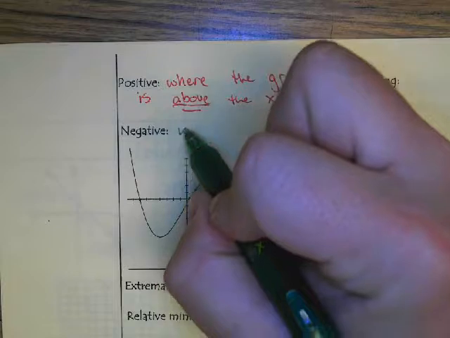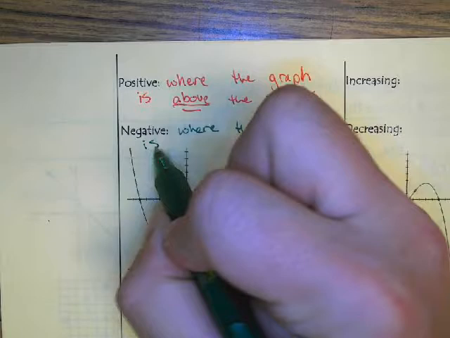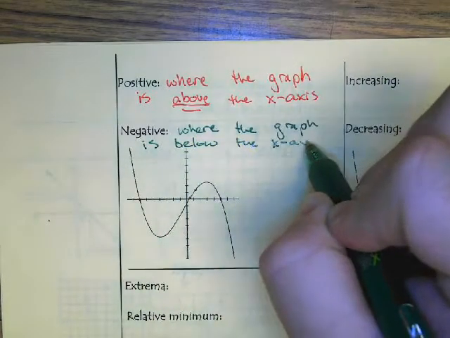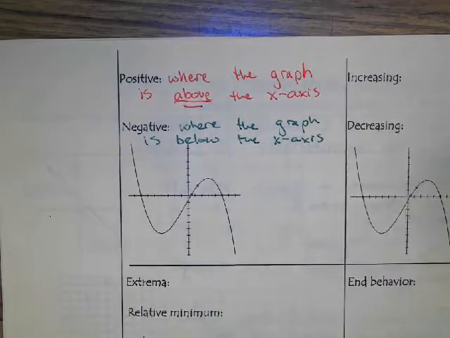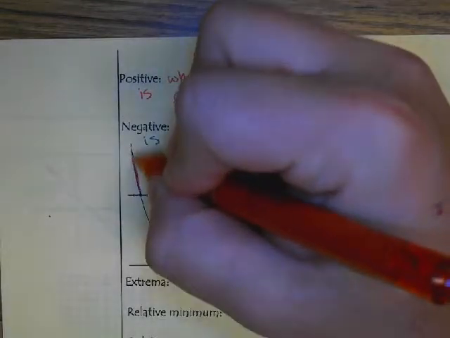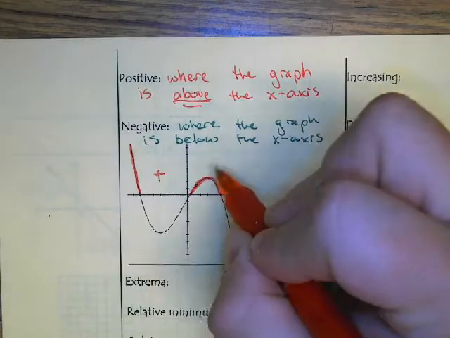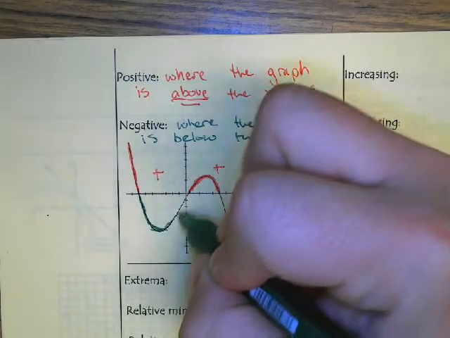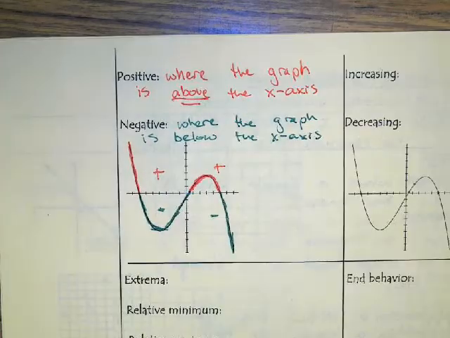And the negative is where the graph is below the x-axis. So being below the x-axis would give us negative y values. So we can say that this part of the graph and this part of the graph, our red pieces, are both positive. While my green pieces, since they're below the x-axis, we can say these are both negative.